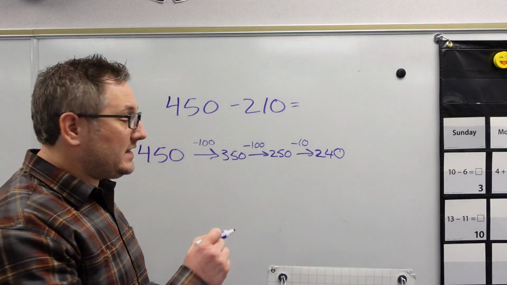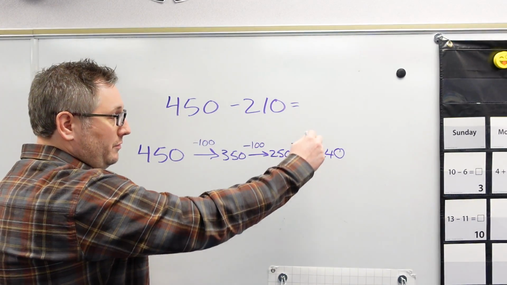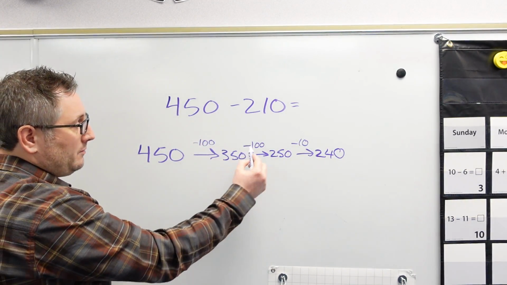All we're doing is skip counting. Each time we make a jump, we mark how much we jump by.